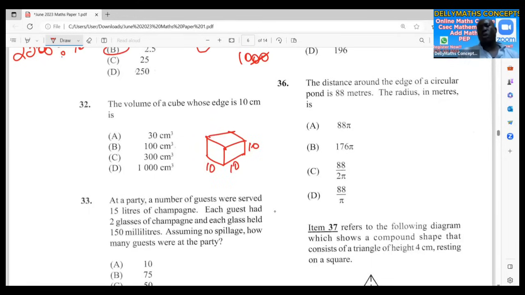Remember, for cubes, all the sides are of the same length. So even if the diagram is not drawn to scale, it's fine. The result is going to be 10 times 10 times 10. This is going to be 1,000 cm cubed. The answer is D.